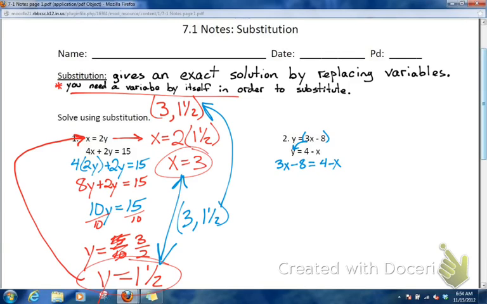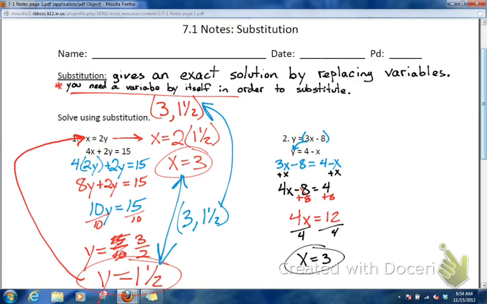And now we go about the solving process here. So to solve this one, I would probably add x to both sides. That's going to give me 4x minus 8 equals 4. I would then add 8 to both sides. 4x equals 12. Last step, divide by 4. X equals 3.